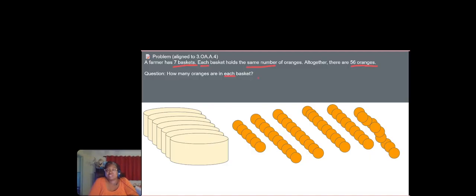All of this is letting us know that we would need to do some division in here somewhere, because we see each and same number, so we're looking at equally. So whenever we're dividing a number equally into equal groups, then again we'll be using division. So we're going to be using division, but let's see what we would need to do.